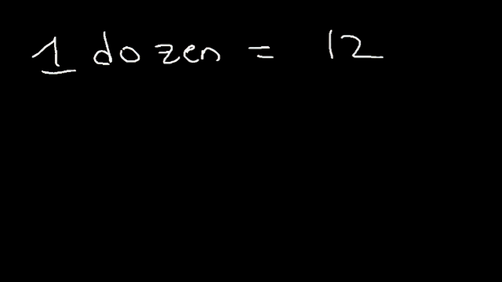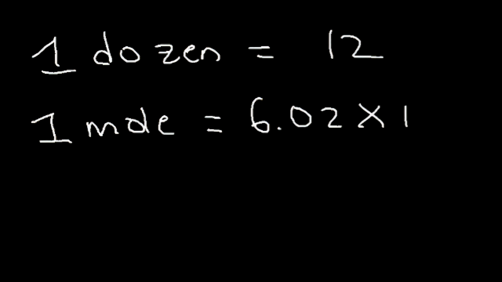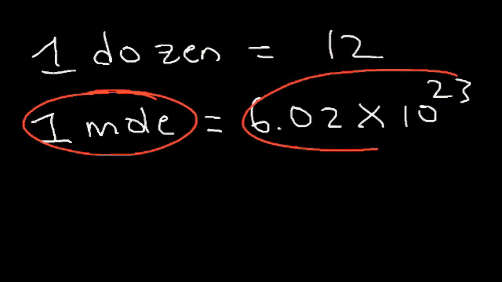A dozen is to 12 the same way as a mole is to a very large number, a number called Avogadro's number, which is 6.02 times 10 to the 23. So if you have a mole of pencils, you have 6 times 10 to the 23 pencils. If you have a mole of atoms, you have 6 times 10 to the 23 atoms. And so a mole is just a very large quantity.